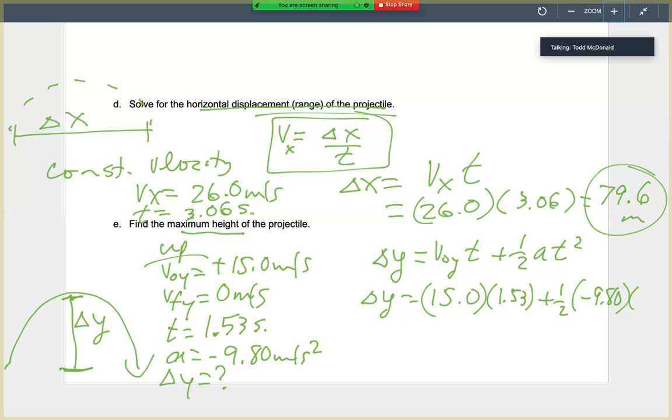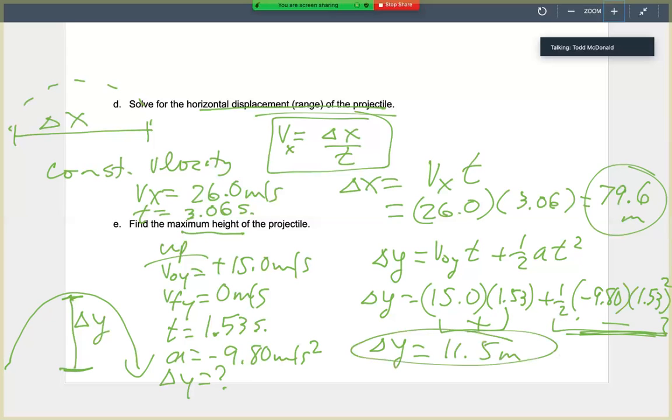And then again, remember our time is the time it takes to go up. So we put 1.53 and we're going to square that. This term right here is positive. This whole term right here is negative. So the first part of this would tell us, if it was traveling at a constant velocity, the displacement. But remember, it's slowing down as it goes up. So we have to have a part of this equation that accounts for the slowing down. That's where the second part is helping us. If you punch all this into a calculator, you get 11.5 meters high. That's how high it goes.